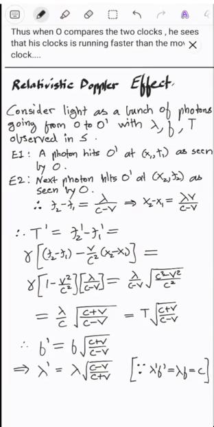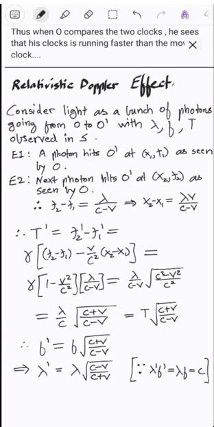Okay, so relativistic Doppler effect. Consider light as a bunch of photons going from O to O dash, and I've already given you the idea. Your photons have space lambda between them. Any two consecutive photons will have lambda space, and then there's time period T, which is required to emit the next photon. And the photons are of course moving at the speed of light, c.